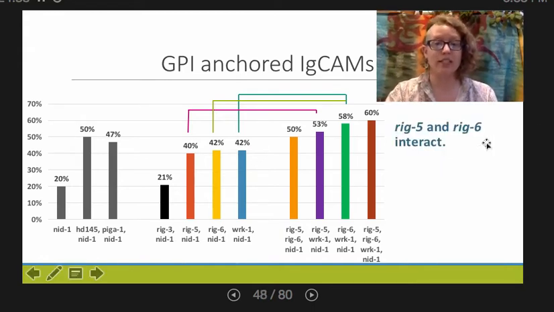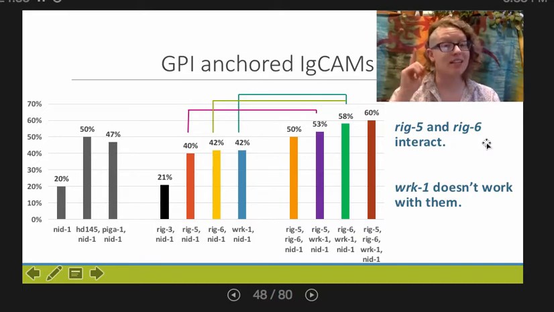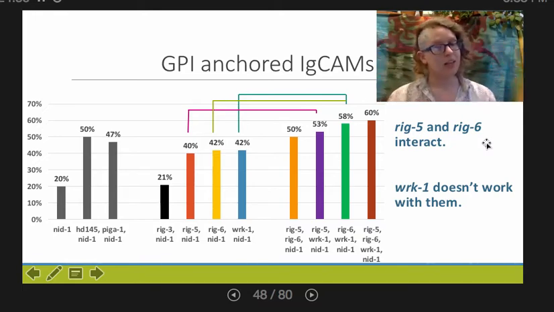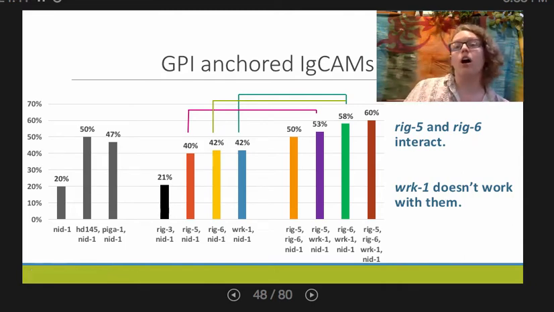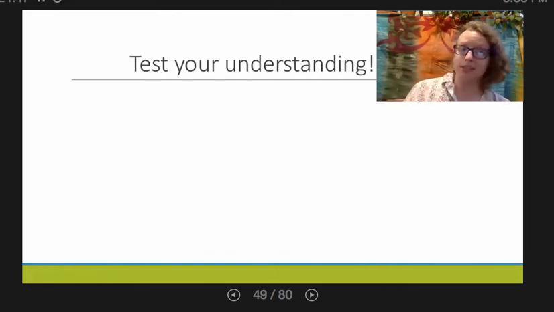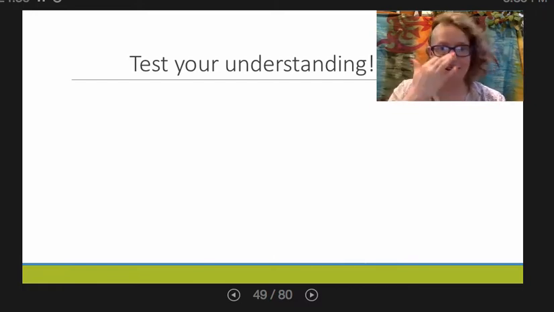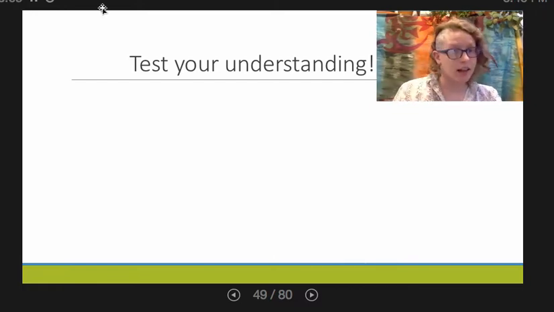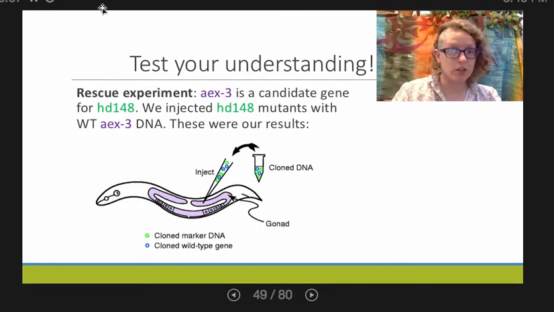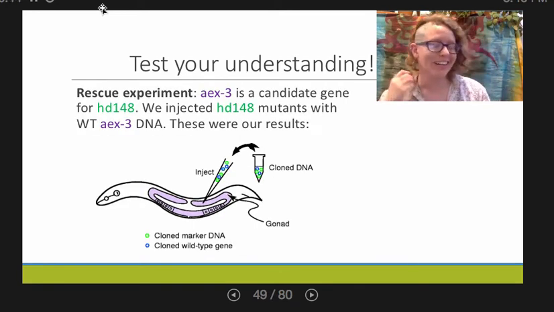So, RIG5 and RIG6 interact, and WRK1 doesn't work with them. Ta-da! So now we're going to talk about a couple more mutants that I worked with. And so you'll see how complementation and rescue experiments actually do work. So let's talk about a rescue experiment that worked.